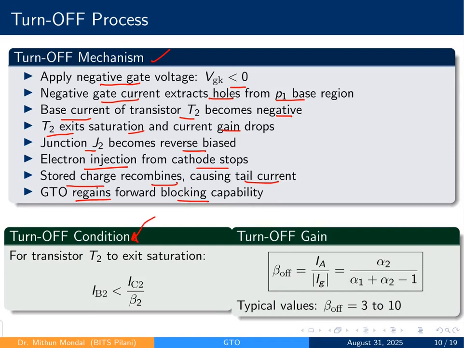The turn off condition will be achieved when transistor T2 exits saturation, that is, when the base current of transistor T2 is less than the ratio of the collector current to the beta value of transistor T2. Turn off gain beta is basically the ratio of the anode current to the gate current. This can be obtained using the current gain values alpha 1 and alpha 2 of the two transistors, using this expression. Typically the value of beta off lies between 3 to 10.